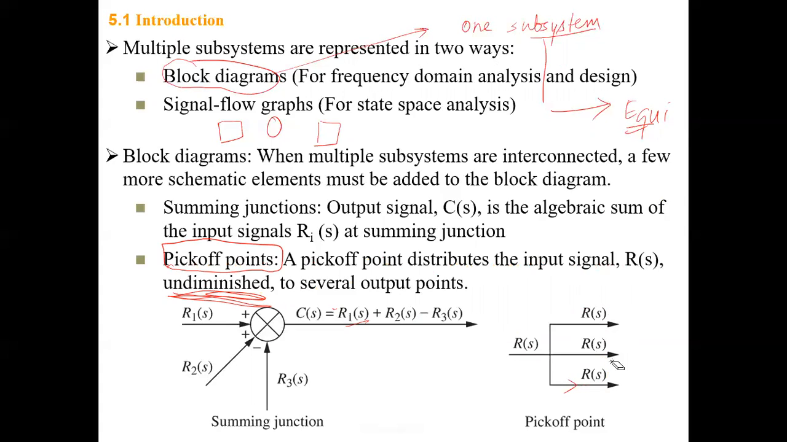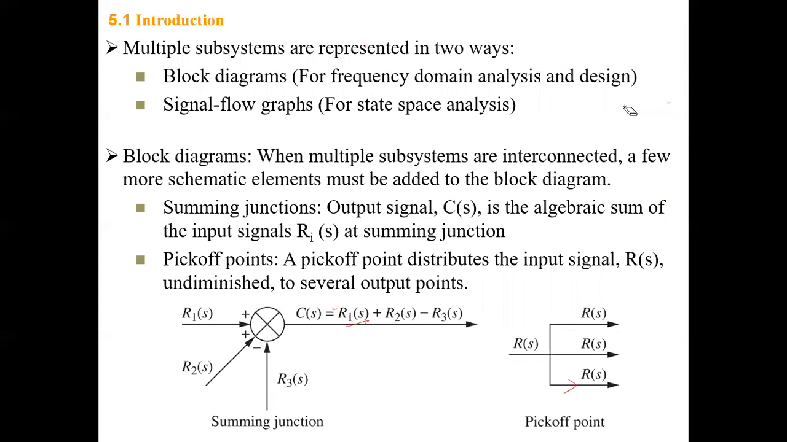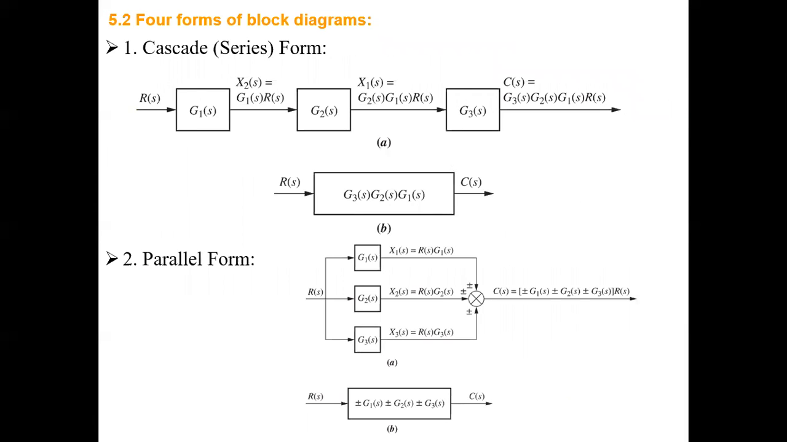Okay, so we need two more concepts here if you want to do the block diagram of the multiple system. Then finally, we'll reduce to equivalent system. All right, so there are four forms of a block diagram. Block diagrams are of four kinds. One, the cascade, meaning series, meaning you have block 1 here, block 2 here, block 3 here.